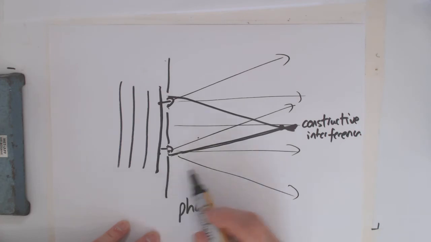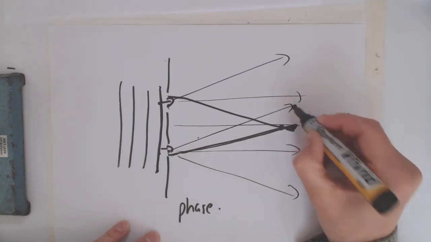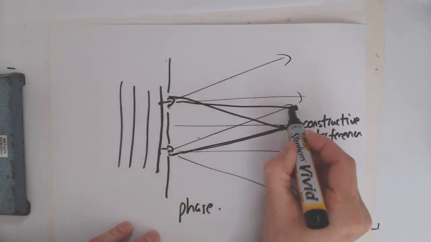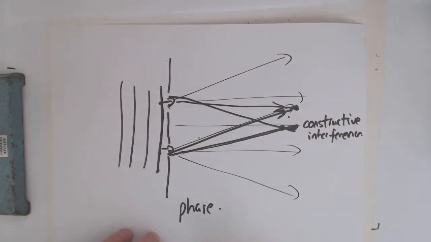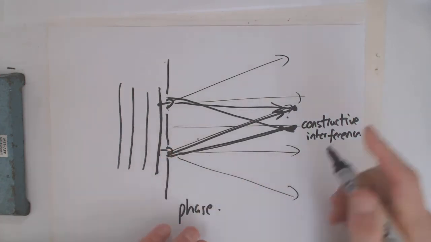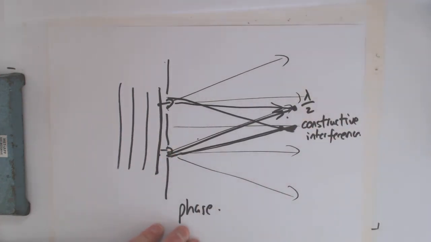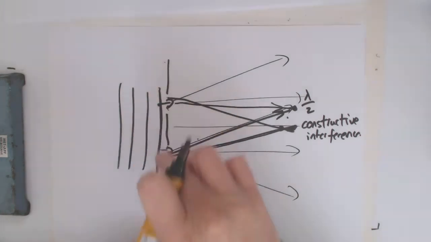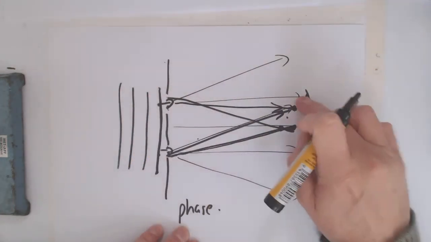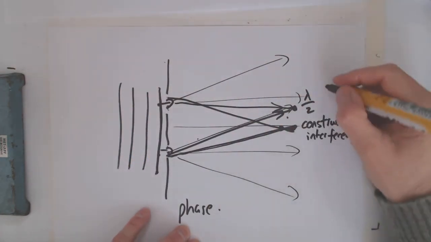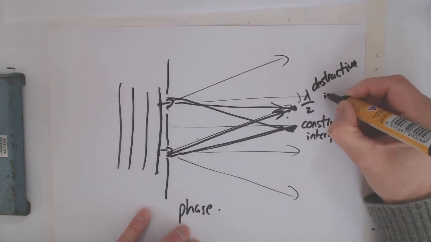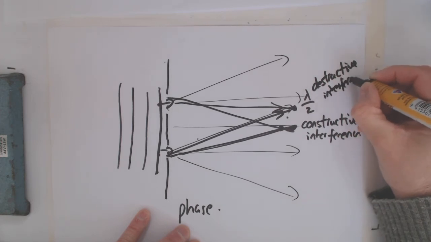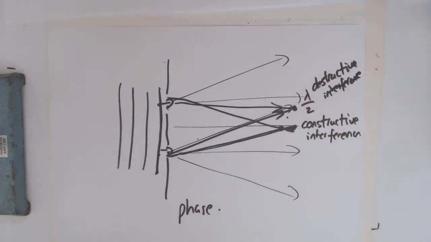Now what's going to happen just a little bit further up, around about there, for example? This one travels that distance, this one travels this distance. If that one has traveled further, which it has, and if it's traveled half a wavelength further, they started in phase, crest at the same time as crest, now they're half a wavelength out. We'll get what we call destructive interference. And that's because they are half a wavelength out of phase. They are out of phase.